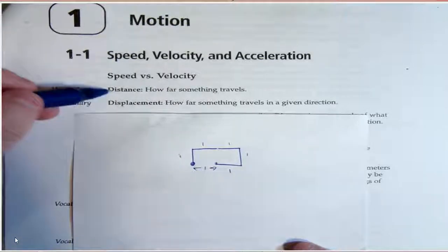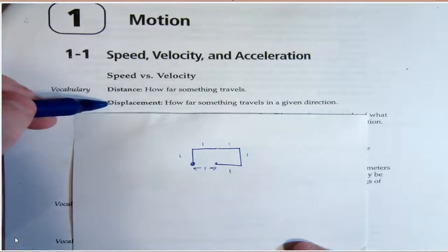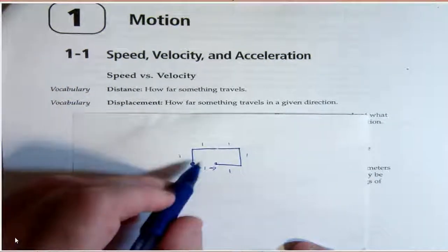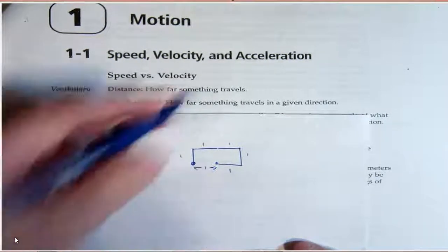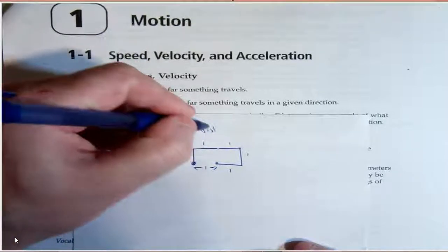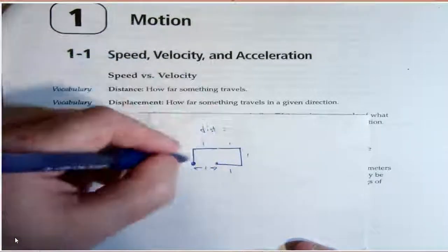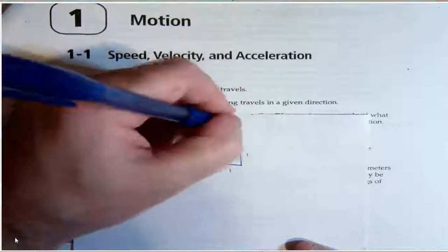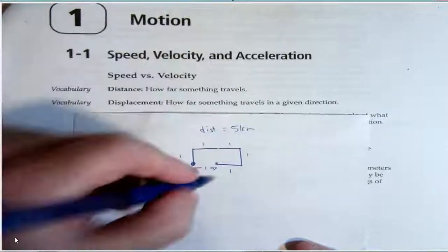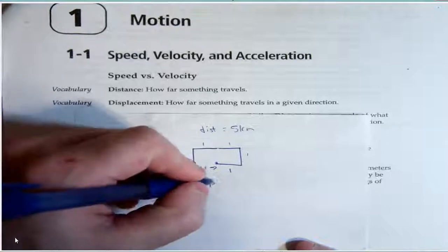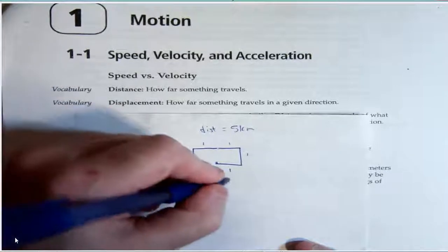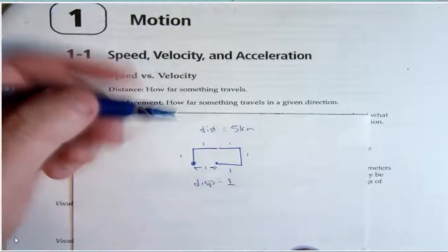So distance is how far you travel total. Displacement is how far you traveled in a given direction. So I've only gone 1 kilometer this way. In this case, distance is 1, 2, 3, 4, 5 kilometers. Displacement is 1 kilometer. Let's do another one just so we get it, right?